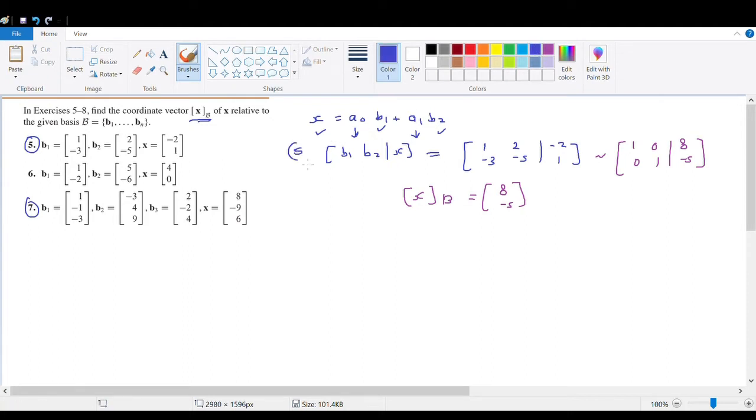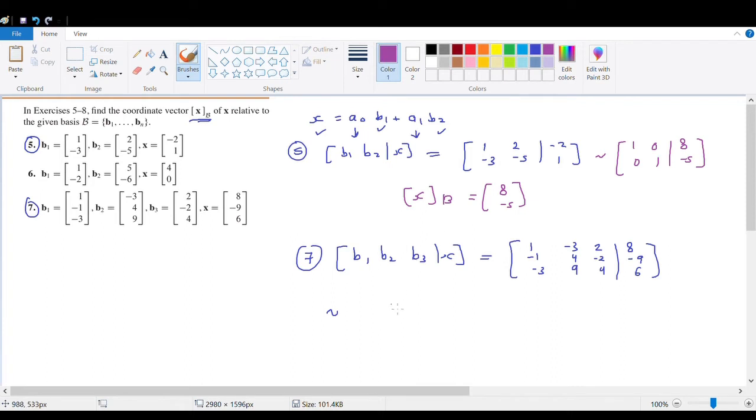So similarly for number 7, we have here 3 vectors and here we have x. So we will do row operations on b1, b2, b3 and x to find the coordinate vector. So (1, -1, -3), (-3, 4, 9), (2, -2, 4), (8, -9, 6). After doing row operations, we get our matrix in reduced echelon form, which is this one, with rows 1, 0, 0, minus 1, then 0, 1, 0, 3. So from here it is clear that the coordinate vector of x is equal to (-1, 3).